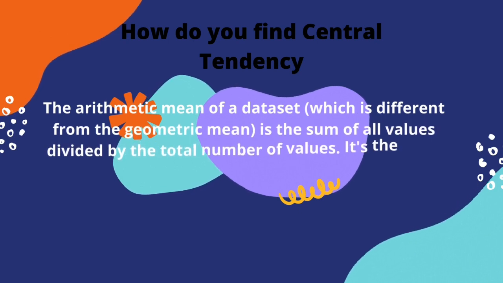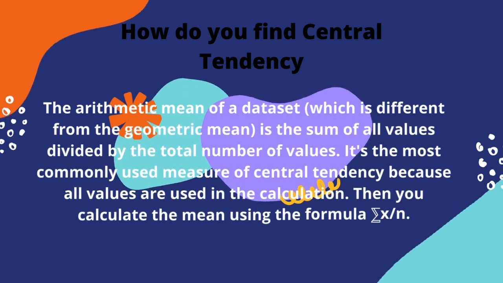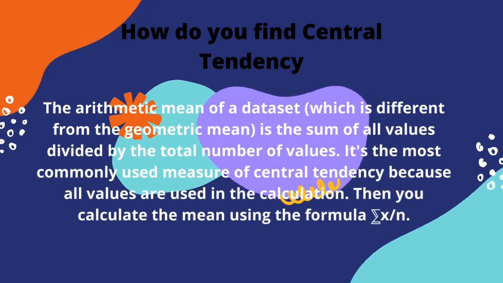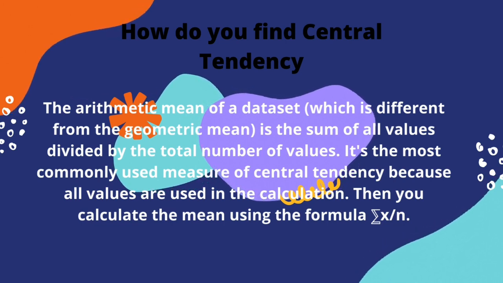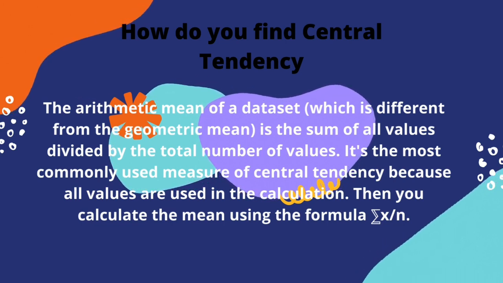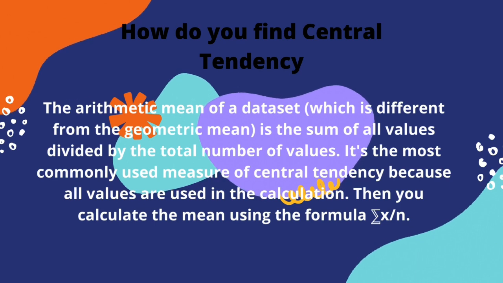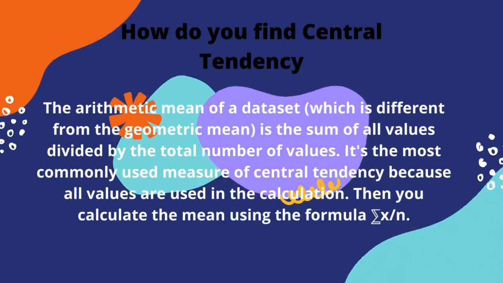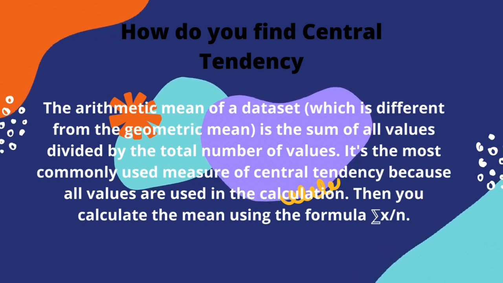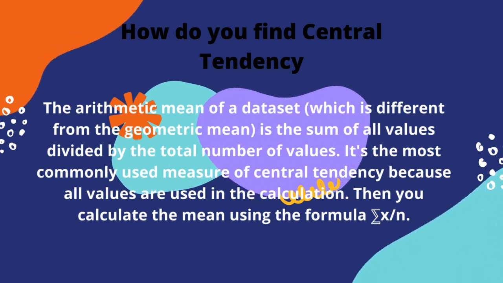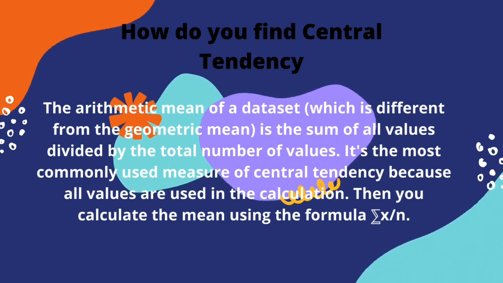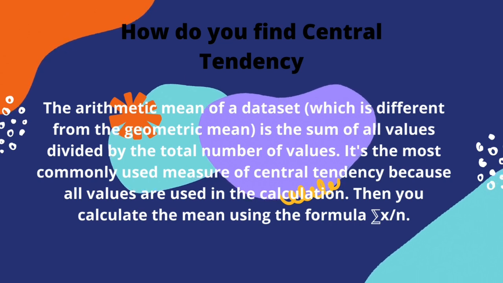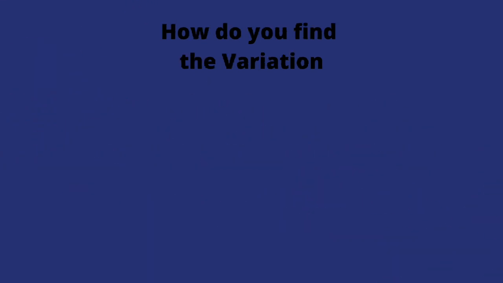How do you find central tendency? The arithmetic mean of a dataset, which is different from the geometric mean, is the sum of all values divided by the total number of values. It's the most commonly used measure of central tendency because all values are used in the calculation when you calculate the mean using the formula given.